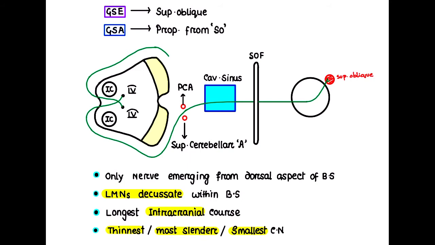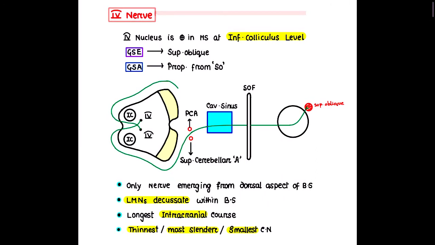If you remember, SO4: the superior oblique muscle is supplied by the 4th cranial nerve, LR6: the lateral rectus is supplied by the 6th cranial nerve, and all the other muscles are supplied by the 3rd cranial nerve. Another thing is that it is the thinnest, most slender and smallest cranial nerve. So we talked about the columns, origin, course, and some facts. So this much for the trochlear nerve. Thank you and have a great time.